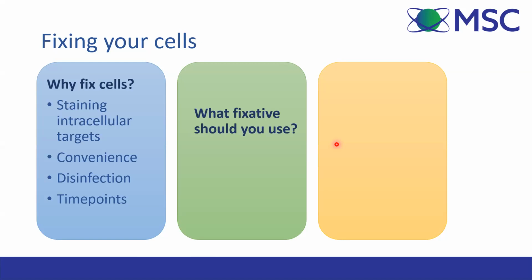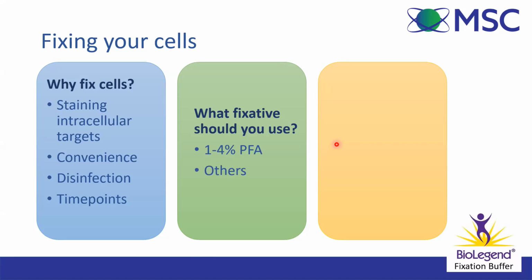The next question to ask yourself is which fixative should you use? By far the most common fixative is paraformaldehyde. This can be made up yourself or you can purchase some from us, such as the BioLegend fixation buffer. The time needed to fix your cells with PFA can vary. You see different protocols online from 10 minutes up to 45 minutes. And again, like anything else, you should optimize this yourself. There are other fixation buffers, which you will see. They have different active ingredients like formaldehyde, alcohols, etc.